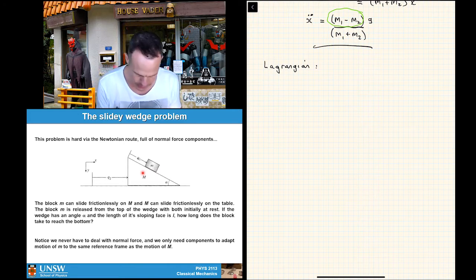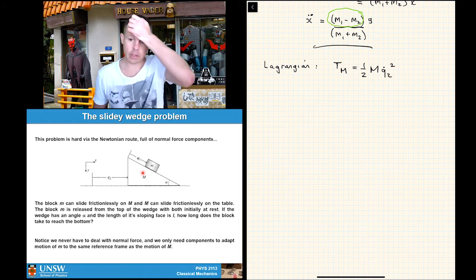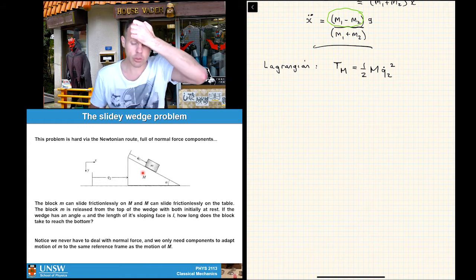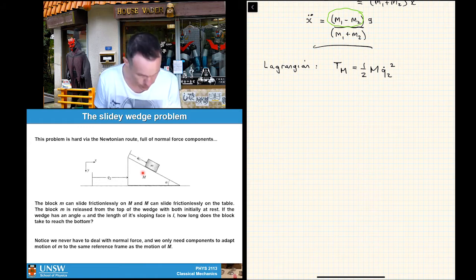So big M is really easy. Let's call it T big M. It's just going to be a half times the mass big M times q2 dot squared, okay? So it's just a half mv squared for the big block. It's really easy. We pop that one straight out.